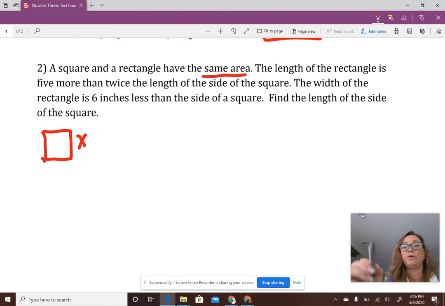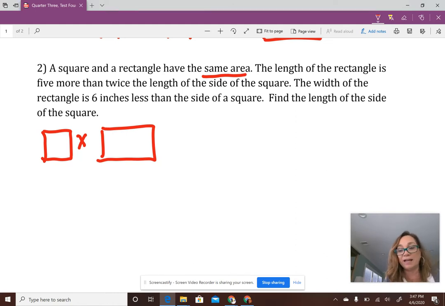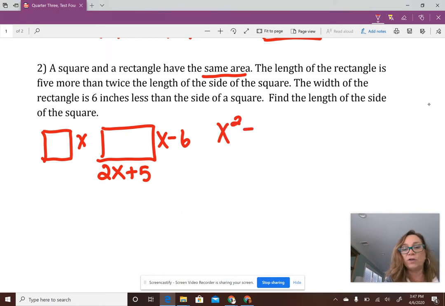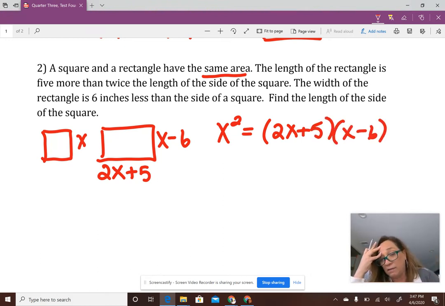All right, so a square and a rectangle have the same area. That's going to be super important when I write my equation. The length of the rectangle is 5 more than twice the length of the side of the square. So I made the side of the square x. So I'm going to make the length of the side of the rectangle twice, 2x, and then 5 more, plus 5. The width is going to be x minus 6 because it says 6 inches less. Okay, so x squared is going to equal the quantity 2x plus 5 times the quantity x minus 6.